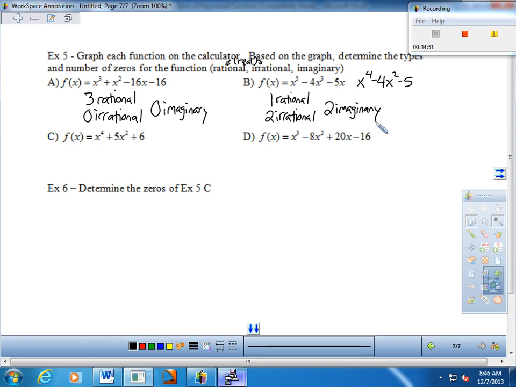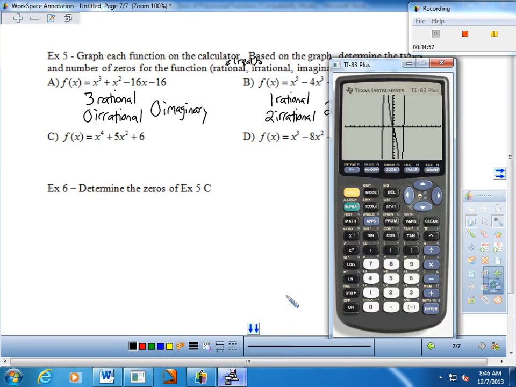Okay, let's go ahead and do letter C. And so let's go quartic on this. X to the fourth, 5x squared, and of course add the 6. And something, I suppose, somewhat parabolic in nature there. Tough to tell, but it looks like that's it right there.